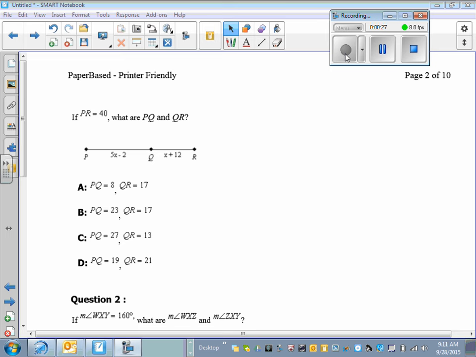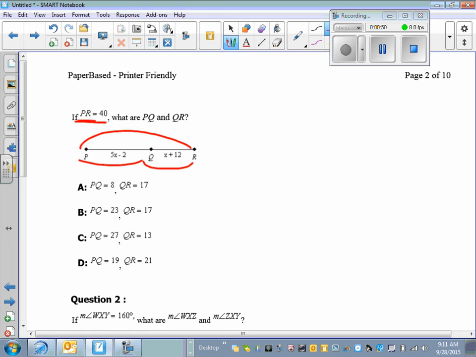I'm not going to completely solve it, but I'm going to go over some of the key points you need to know for each problem. In this case, if PR is given to be 40, what are PQ and QR? P to Q is 5x minus 2, Q to R is x plus 12, and the whole thing is 40. So I would set it up as 5x minus 2 plus x plus 12 equals 40.